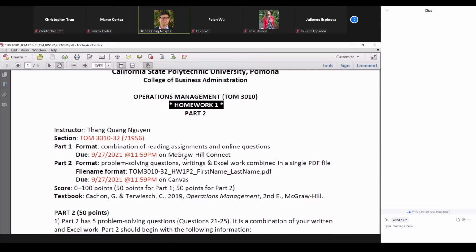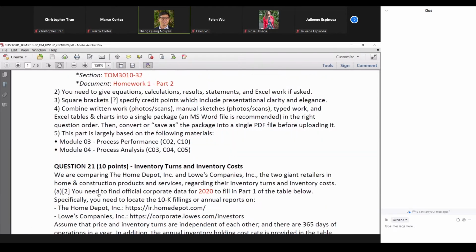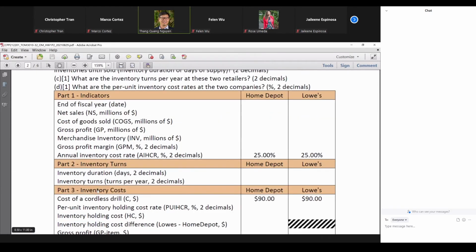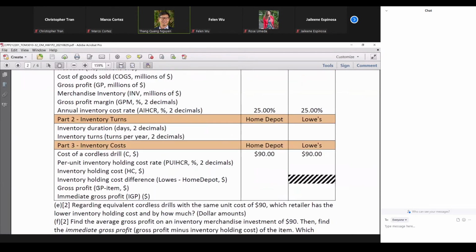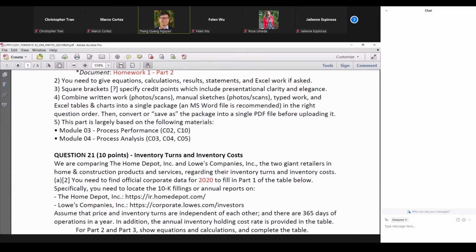Part 1 is McGraw Hill Connect items. So the reading assignments, the 20 online questions are due on Connect next Monday. For part 2, you know what? We have 5 problem-solving questions, but only 2 questions are ready. So next Monday, only question 21 and question 22 are due. Okay, question 21 here and question 22 here. Right, already we would cover them, so that's why only question 21 and 22 are due next Monday. Questions 23, 24, 25 will be due later when we are done with the contents.